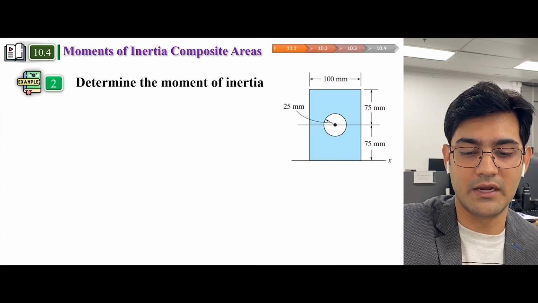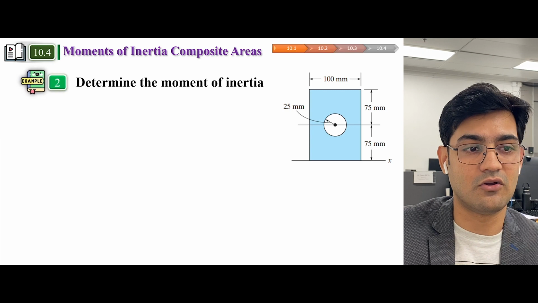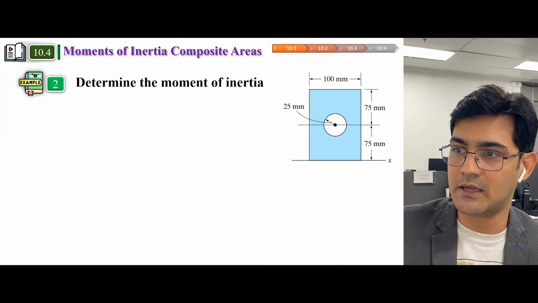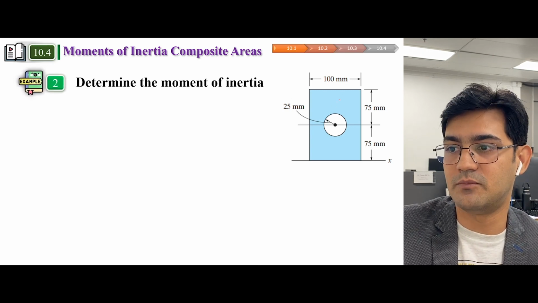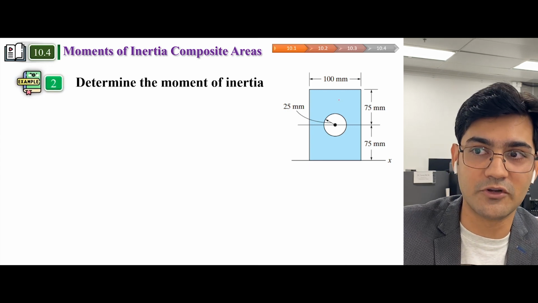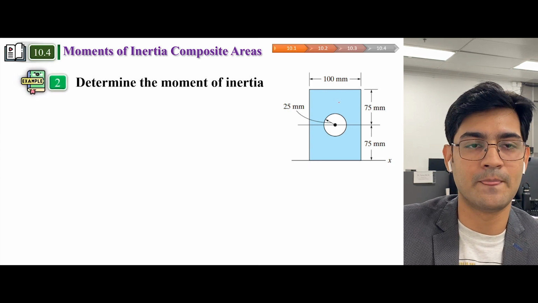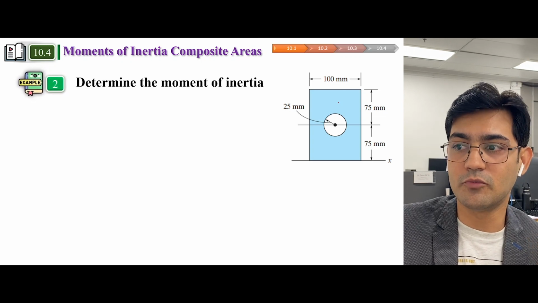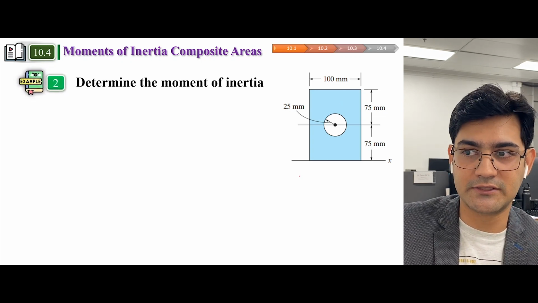Okay, so now let us do some examples, and by doing examples, it's going to get clear how we can calculate the moment of inertia of composite bodies. Now this is one of the composite bodies, and we are interested in calculating the moment of inertia of this composite body. The moment of inertia for individual bodies we already know.